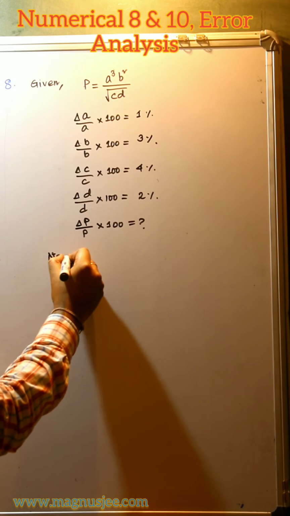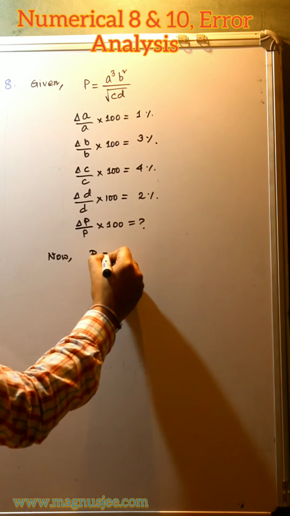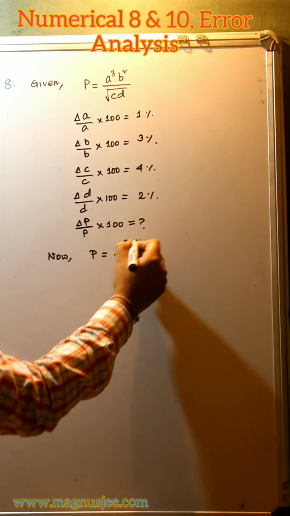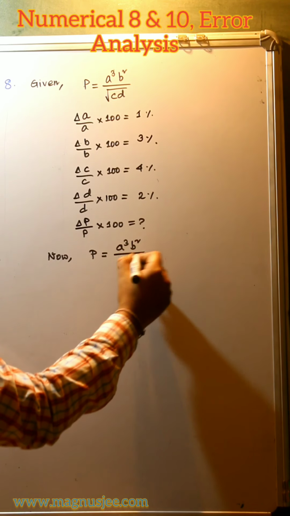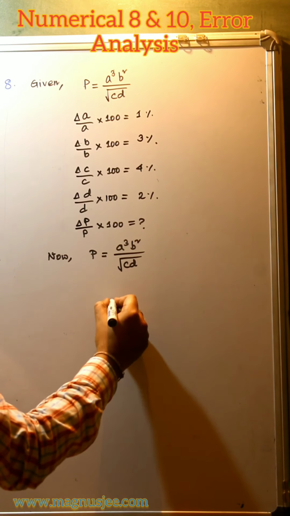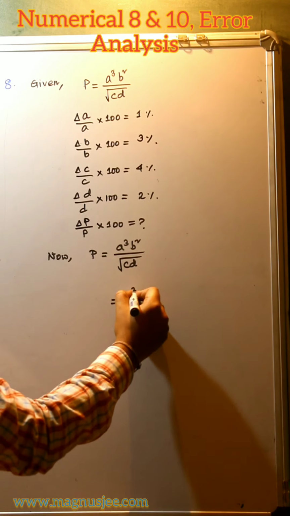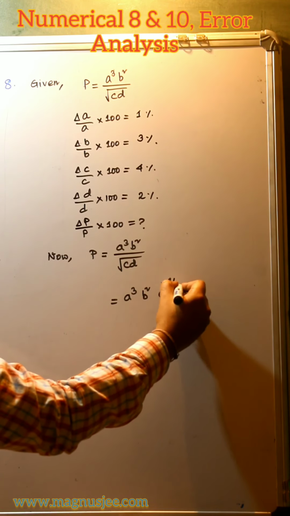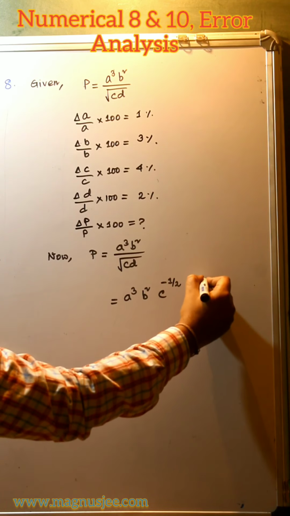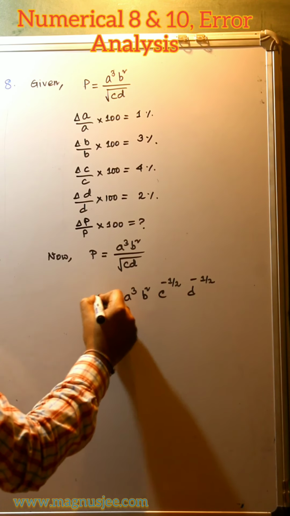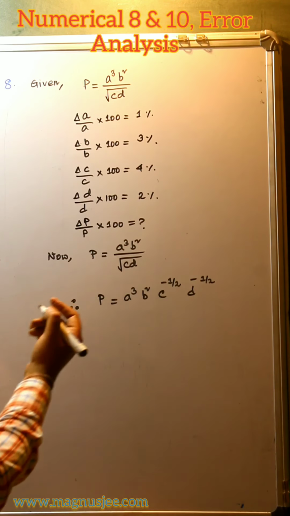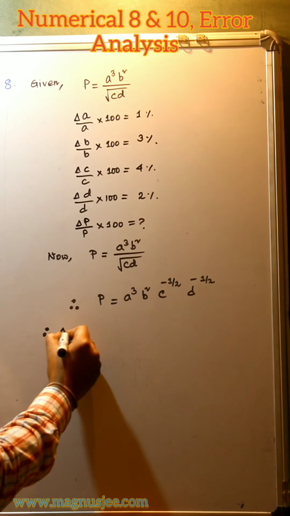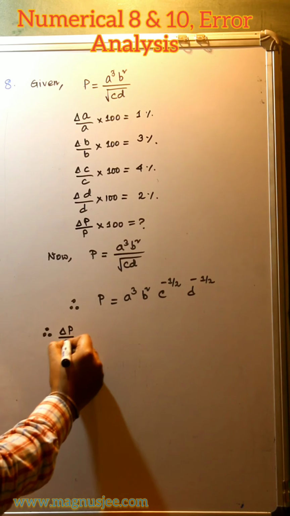Now, what is the expression of the physical quantity P? It is given as A cube B square divided by root over CD, which can be written as A cube B square C to the power minus half D to the power minus half. That is the expression of the physical quantity P. Therefore, what is the expression of percentage error in the measurement of P?